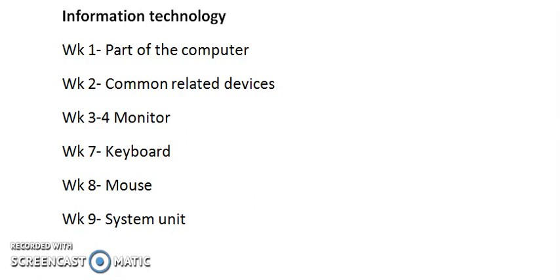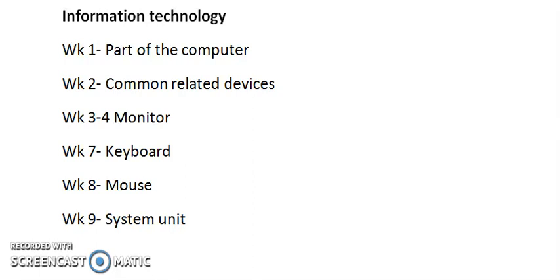Then also we have the mouse. The mouse is also an input device, and it is used for clicking and pointing on the computer system. The mouse has 2 parts. It has the right click and it has the left click, which is used to click and to point on the computer system.